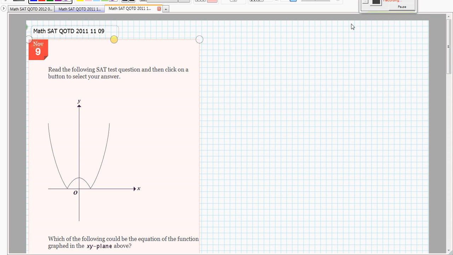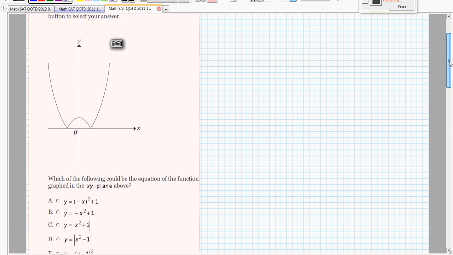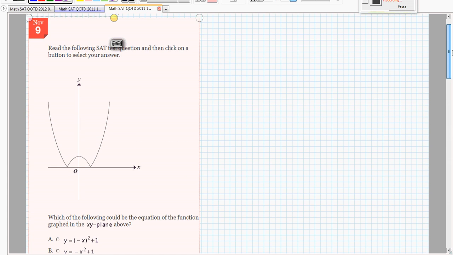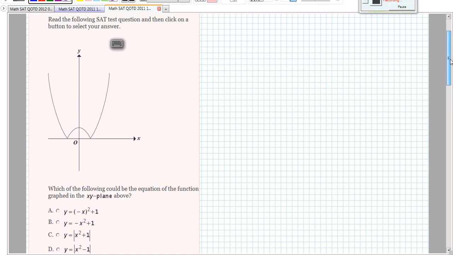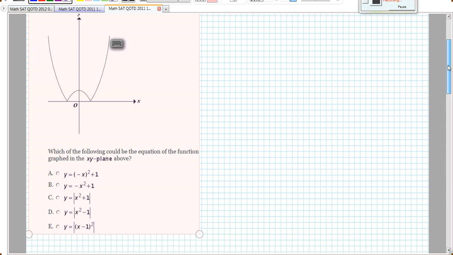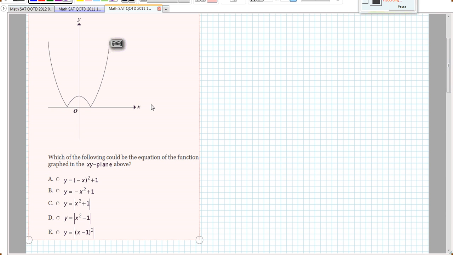This is the November 9th, 2011 Math SAT question of the day. Read the following SAT question, click the button, select your answer. Which of the following could be the equation of the function graphed in the xy plane above?